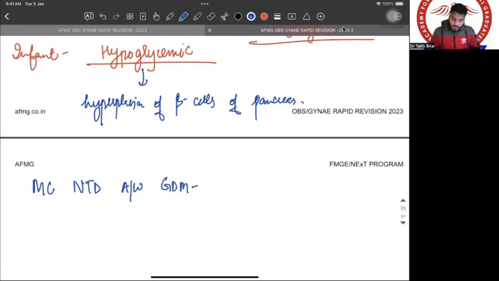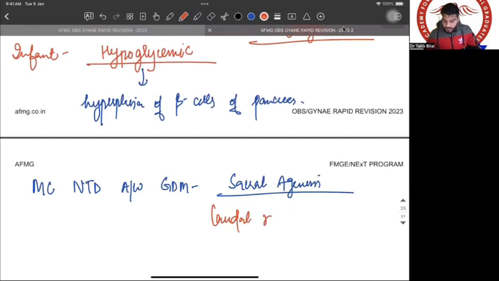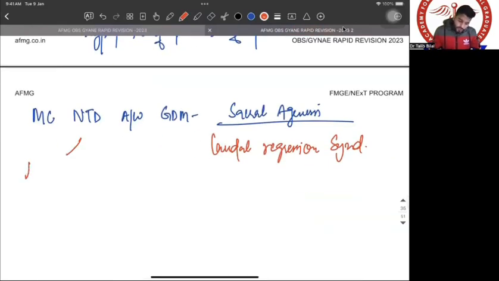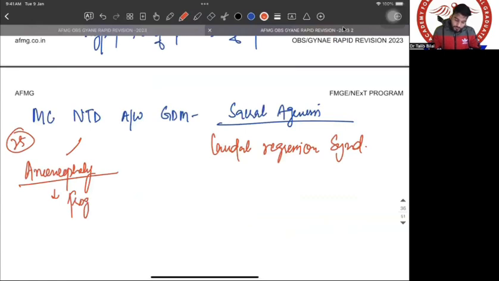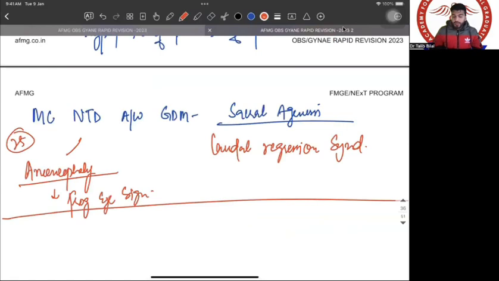Caudal regression syndrome, if I talk about, yes, guys, the most common neural tube defect associated with a gestational diabetic mother is sacral agenesis. Another name of sacral agenesis is caudal regression syndrome. The other neural tube defect also associated is anencephaly, which occurs on failure of the 25th day. And the sign we have is the frog eye sign in anencephaly. So this is all about neural tube defects.